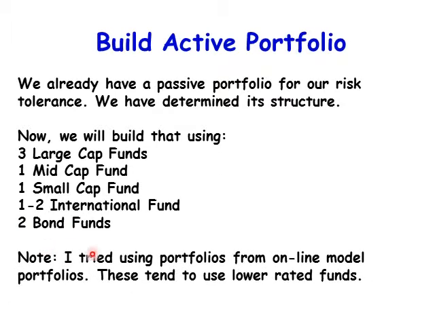Now, I actually tried using portfolios from online sources, and these portfolios tend to use low-rated funds, and I ended up having to find other funds which were higher rated than the ones in the portfolio. So this time I decided to scrap the idea and just say, okay, we're going to have three large cap funds, one mid cap fund, one small cap fund, one or two international funds, and two bond funds, and we will do the research for all of them.